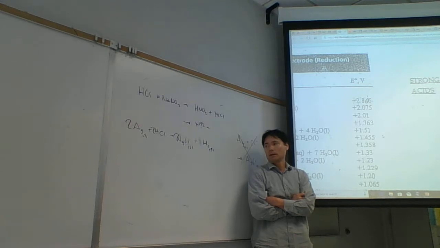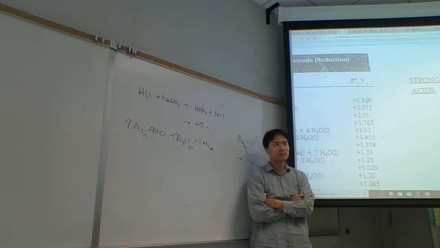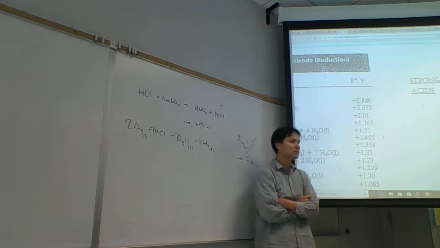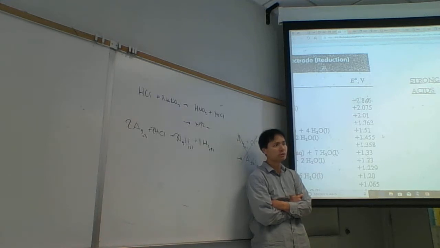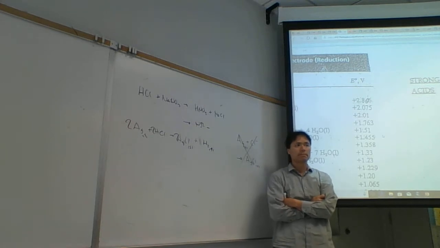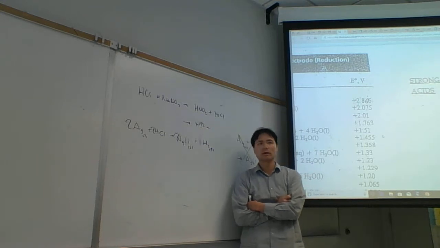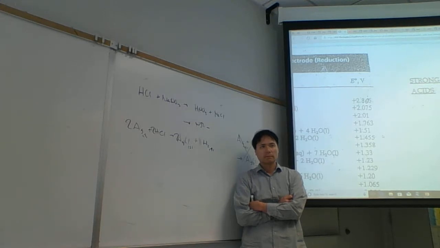For metathesis, we look for precipitation. But for redox, do we look for precipitation? No, we don't. We don't care if a precipitate forms, and we don't care if it's more stable or less stable than the other. Because precipitation is not significant compared to this. So in single replacement, what do we look for? We look for activity. You guys remember the activity series?